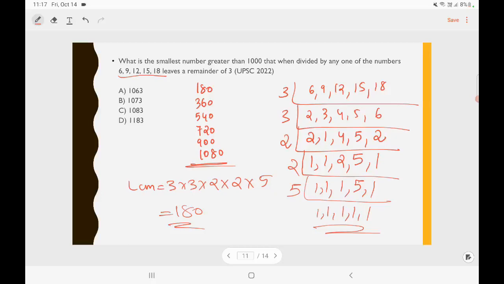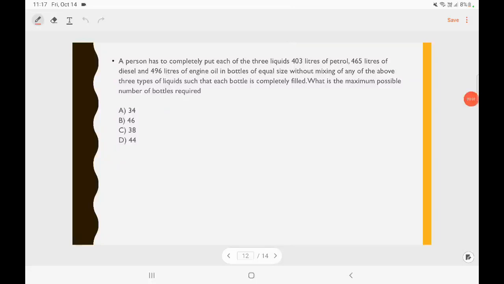a remainder 0. Here 1080 is actually divisible. It's a common multiple, so it is divisible by the given numbers. So in order to get a remainder 3, you just need to add 3 to 1080. So the answer will be 1083. So now let us solve another question.